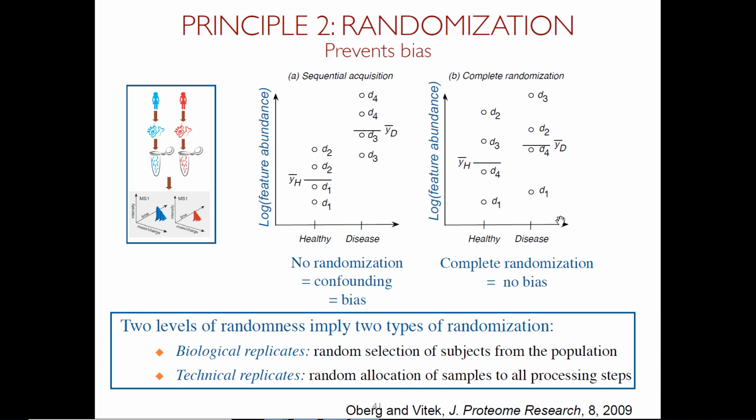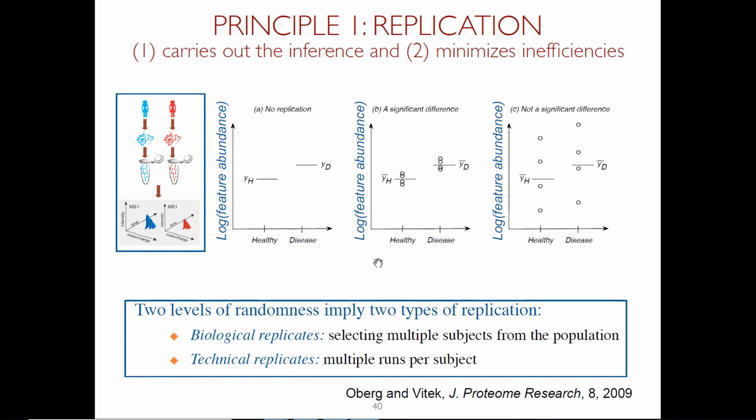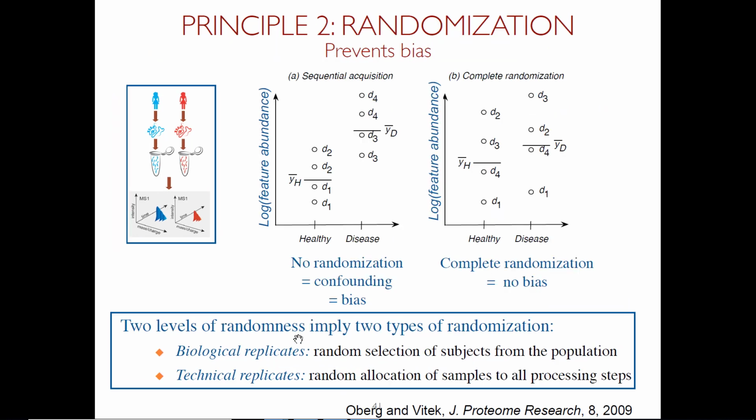And because I forgot to mention earlier, so here if we have two levels of randomness, biological and technical, we have two types of replicates, biological and technical replicates. And the same thing here, if we have two levels of randomness, we need to randomize both on biological replicates and on technical replicates. So we need to randomly select subjects in the study, and we need to randomize every single step of data acquisition.